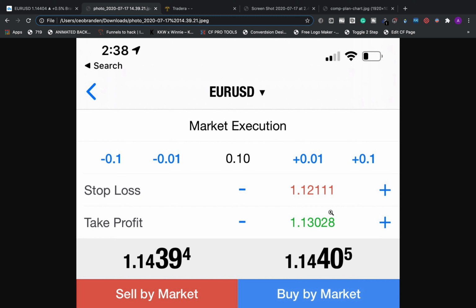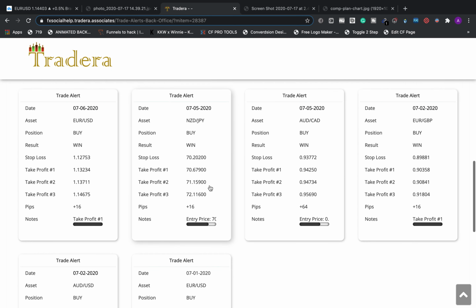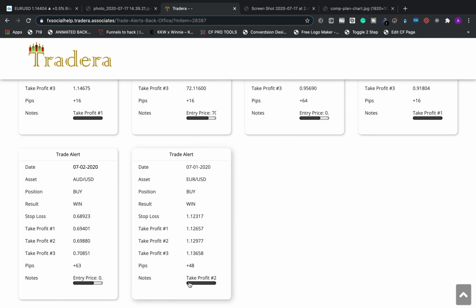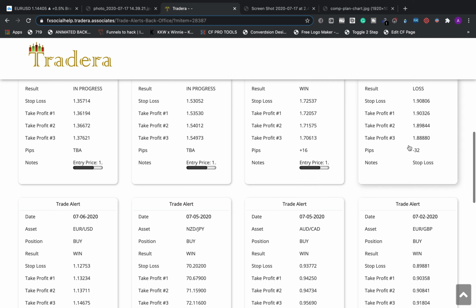You're going to get full education. You're going to get the copy and paste. You're going to get to learn how they're taking these amazing trades, let's look at the trades, how they're getting 48 plus pips, 63 plus pips, how they literally won every single trade except one. And how you can copy and paste it while you're learning. And you're going to get full team support with us while you're learning.